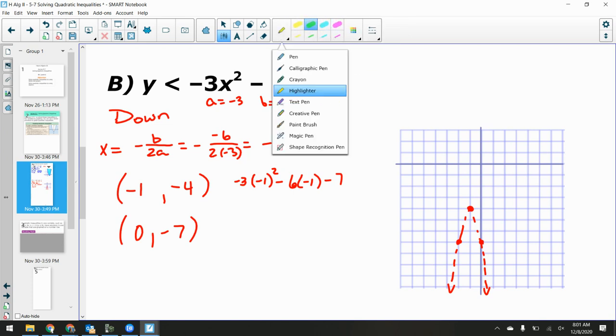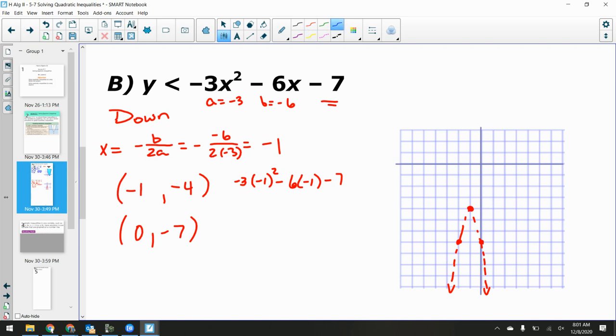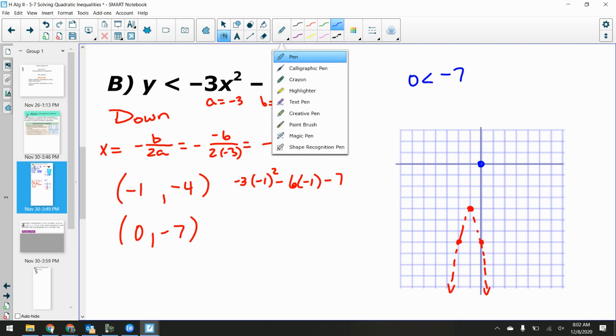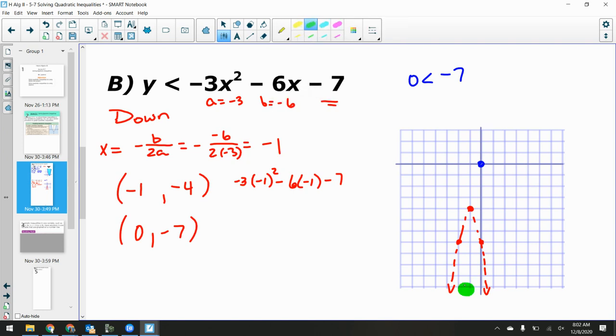Oh, we got to pick a test point. Forgot to pick a test point. I'm going to pick 0, 0 again. That's an easy one. 0 is less than, this turns to 0, this turns to 0, -7. Is 0 less than -7? No. So it's not on the outside where 0, 0 is. I shade on the inside where 0, 0 is not. Okay, you get the idea. Any questions about that?